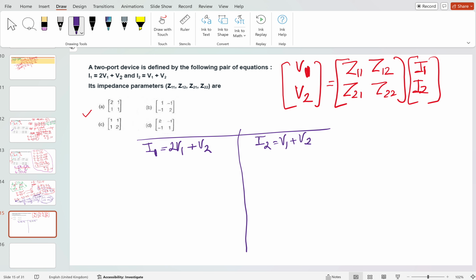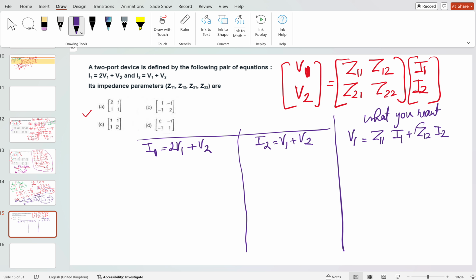Okay. Now what you have to do? You have to write in terms of like this. Okay. What you want? You want V1 equal to Z11 times I1 plus Z12 times I2. Forget this. You just need V1 as a function of I1 and I2 only. Let's try to write it.